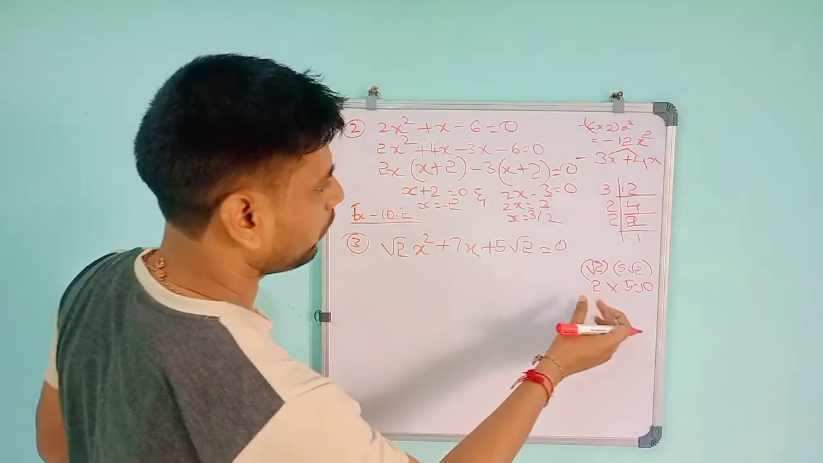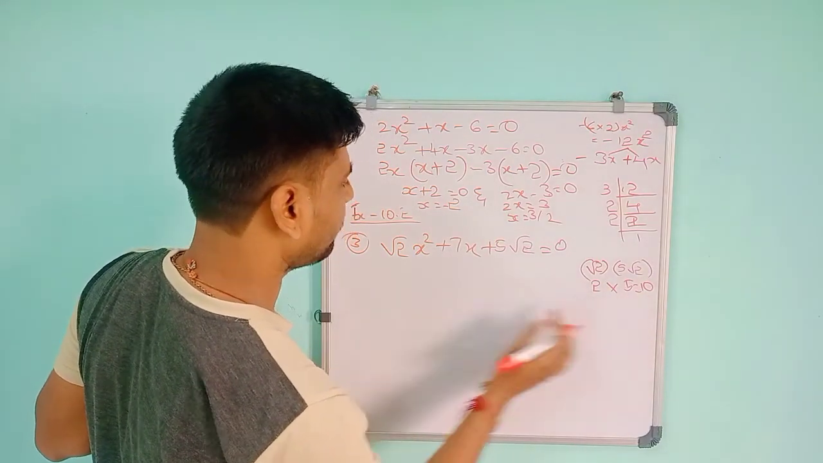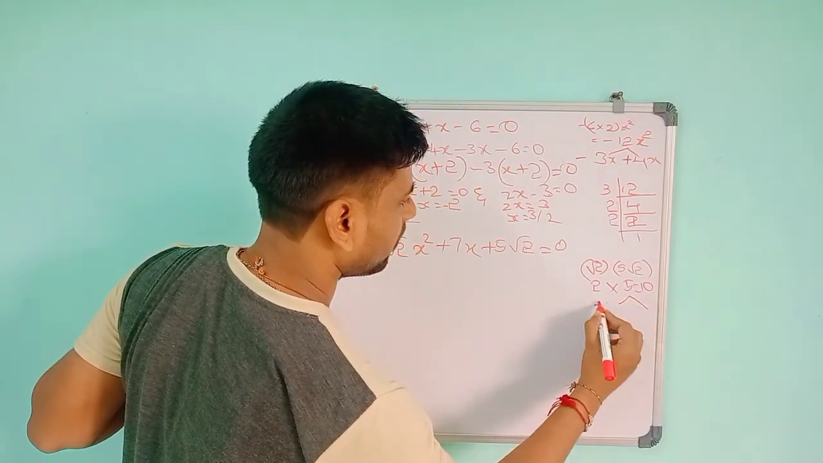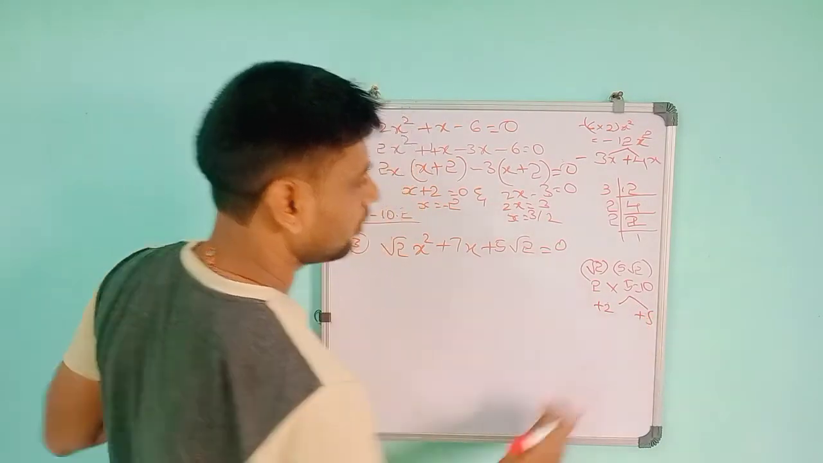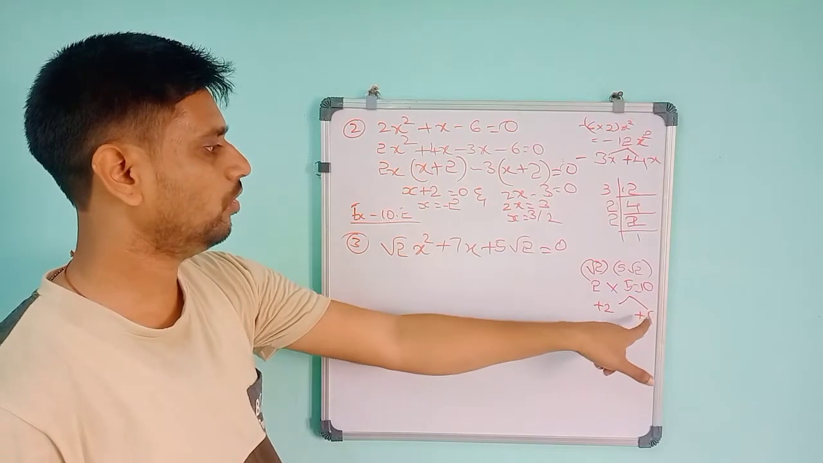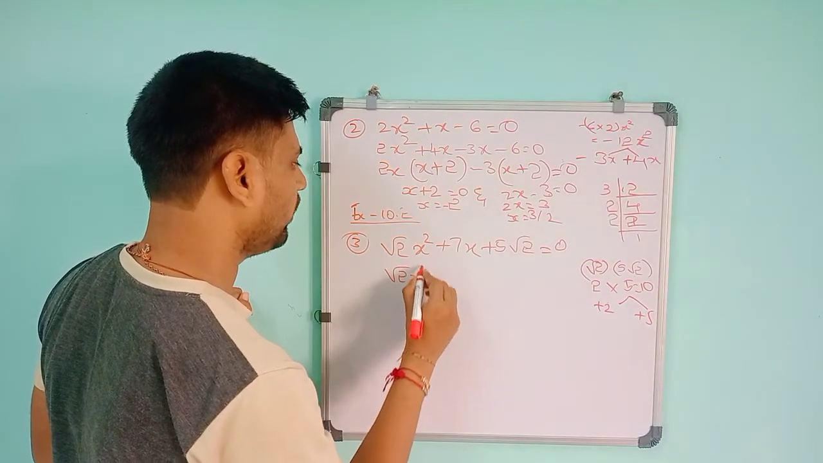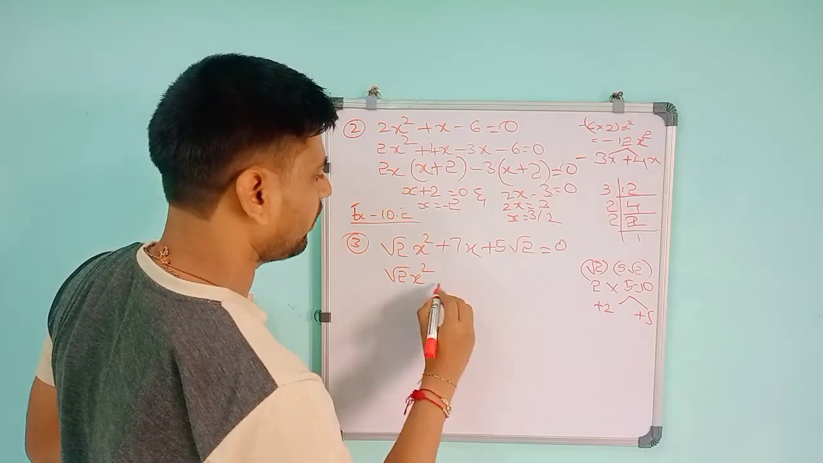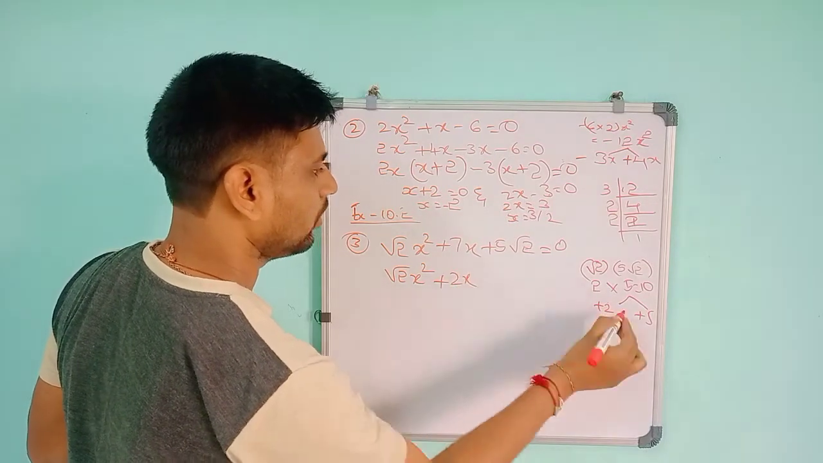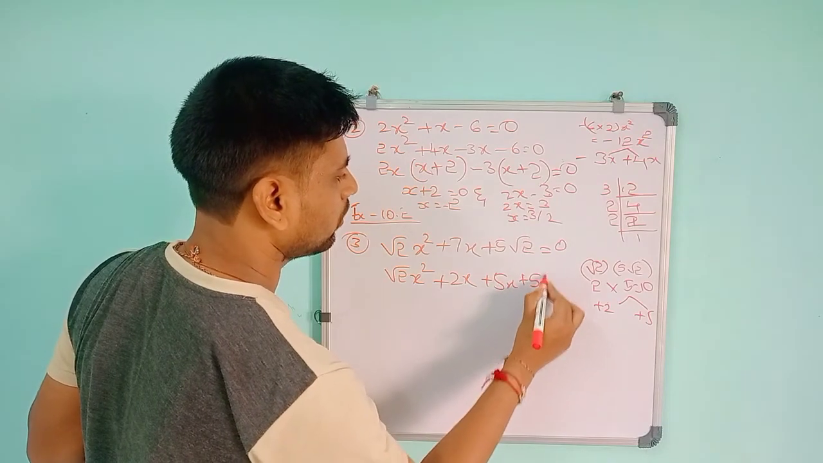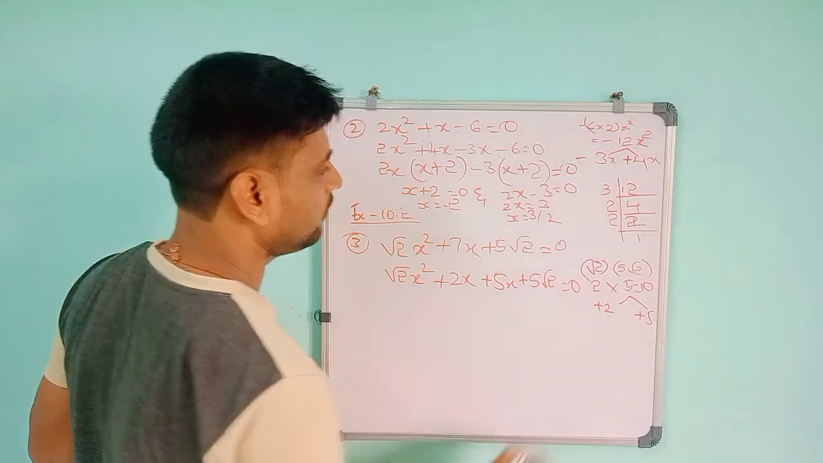So you can take 2 and 5 only, because 2 and 5 is there, plus is there. So you have to split it as plus 2 plus 5. 2 into 5 is 10, and plus 2 plus 5 is plus 7. So it is satisfying. So root 2 x square plus 7x you can write as 2x plus 5x, then plus 5 root 2 is equal to 0.